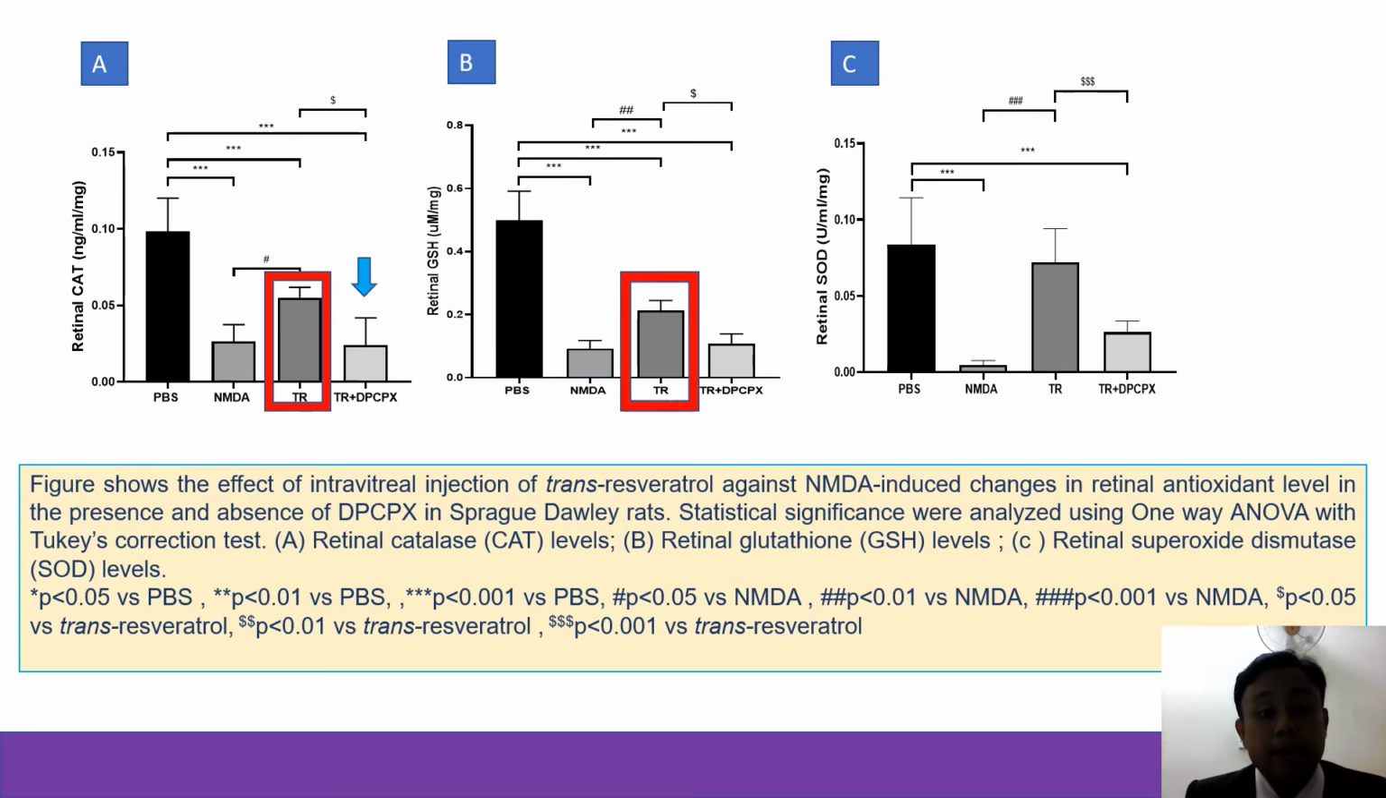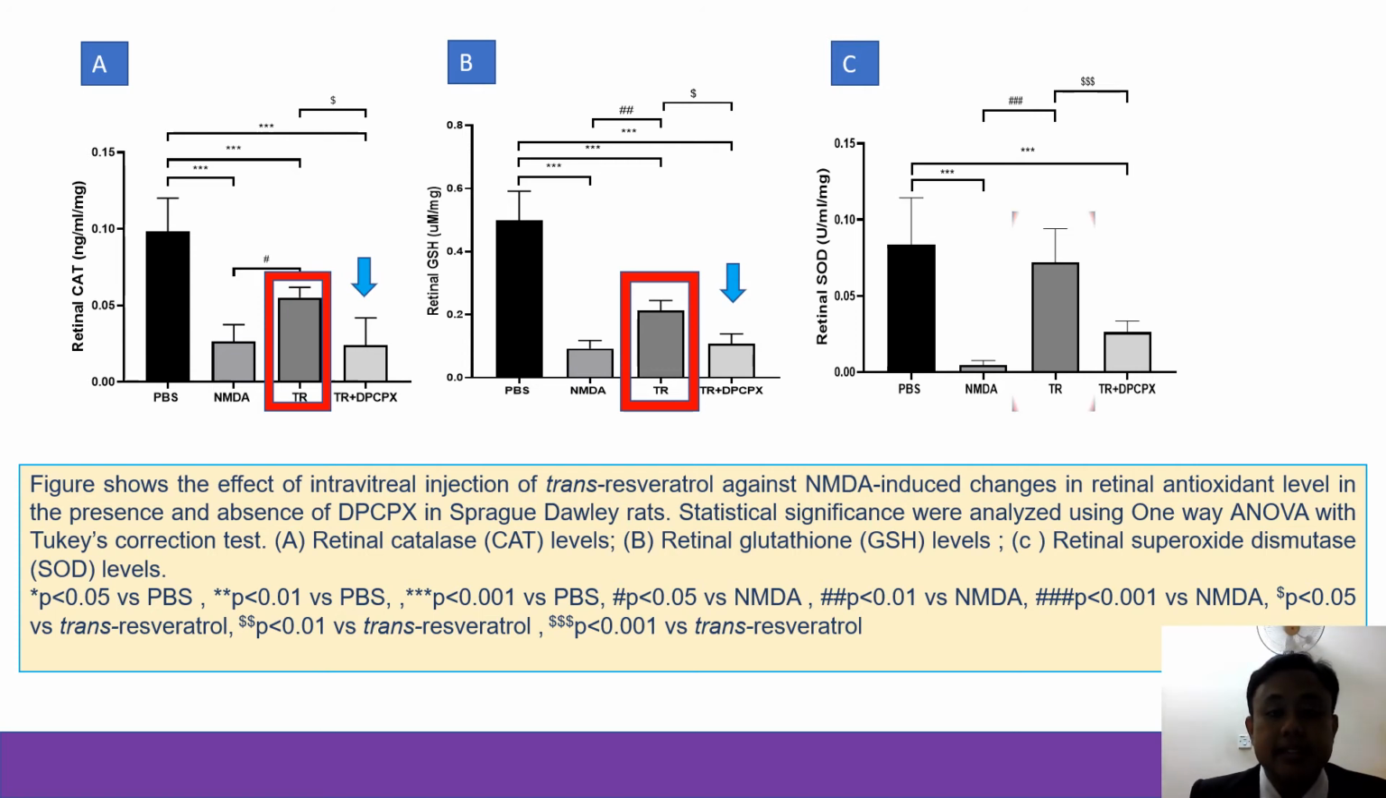Similarly with B, for the retinal GSH, the TR-treated group showed higher levels of the GSH antioxidant. This indicates higher levels of GSH activity. In contrast, the TR-DPCPX group showed lesser levels of GSH, indicating lesser activity of the GSH antioxidant.